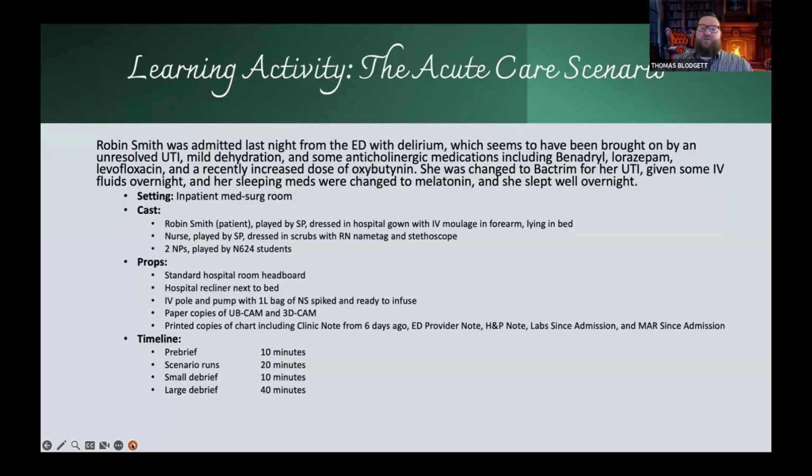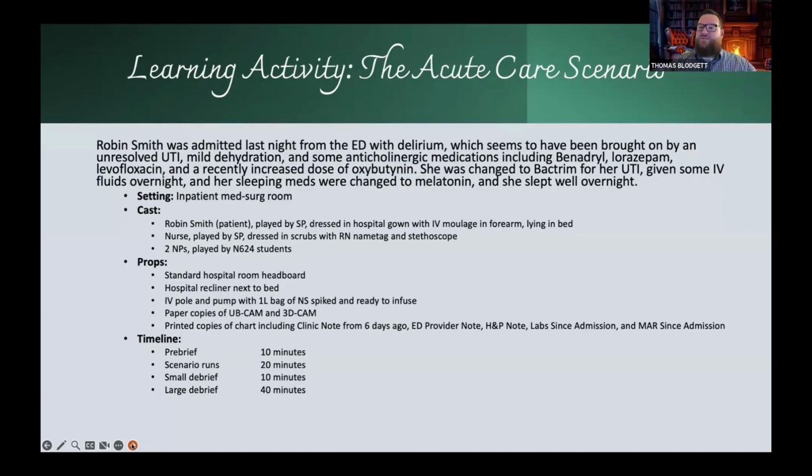The acute care scenario is very similar. Again, she's come in for the evening. Robin has, we've identified the causes. We're trying to fix those. And she got a good night's sleep. So really not doing too bad today.